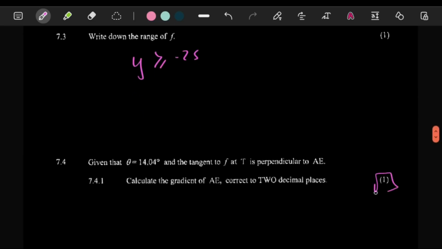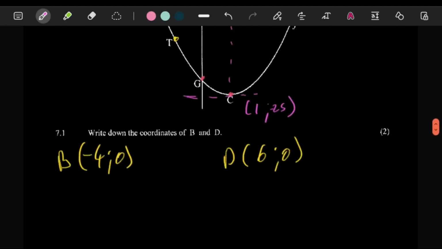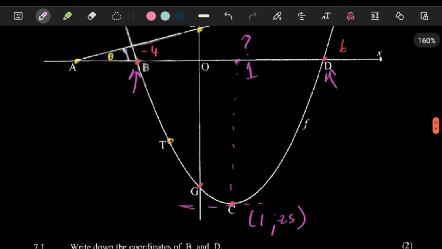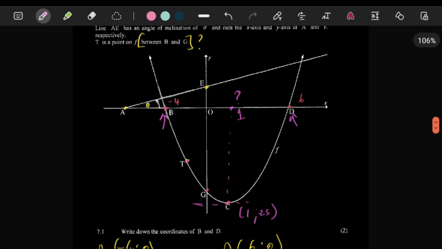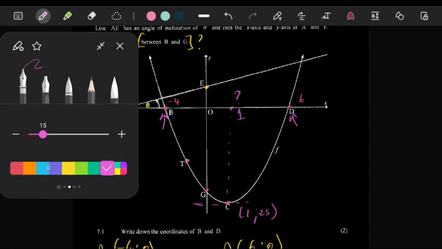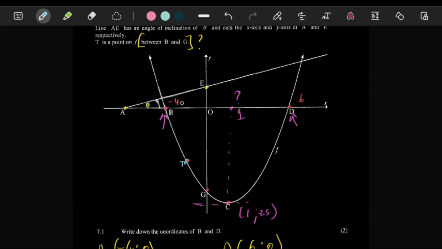1 mark here, it's saying, given that theta is this value and the tangent of f at T is perpendicular to AE. Okay, the tangent at T is perpendicular to AE. You see these kinds of things? Trust me, you want to draw them out, because if you don't, they're going to be stuck in your head. So this is a line, a straight line over there.